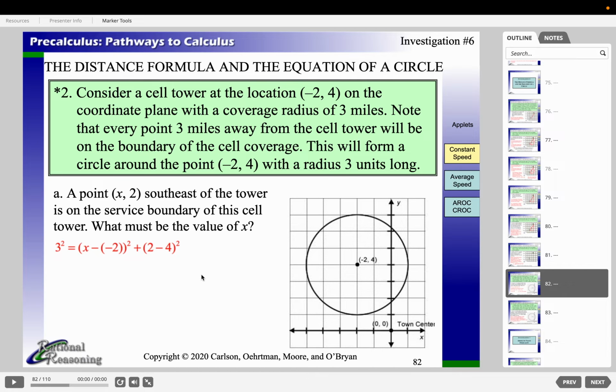So if I take a squared plus b squared, take the square root, our distance formula should tell me the distance. Now I want it to be 3 as that distance. So a squared plus b squared equals c squared. And it doesn't really matter.